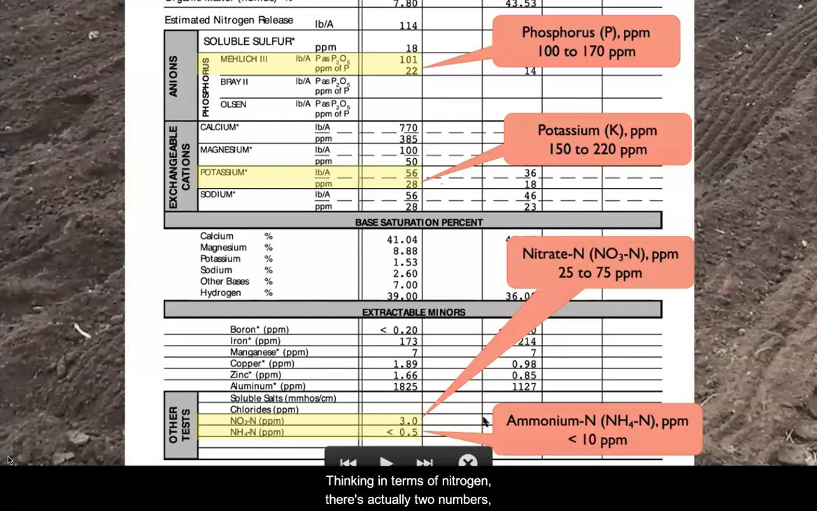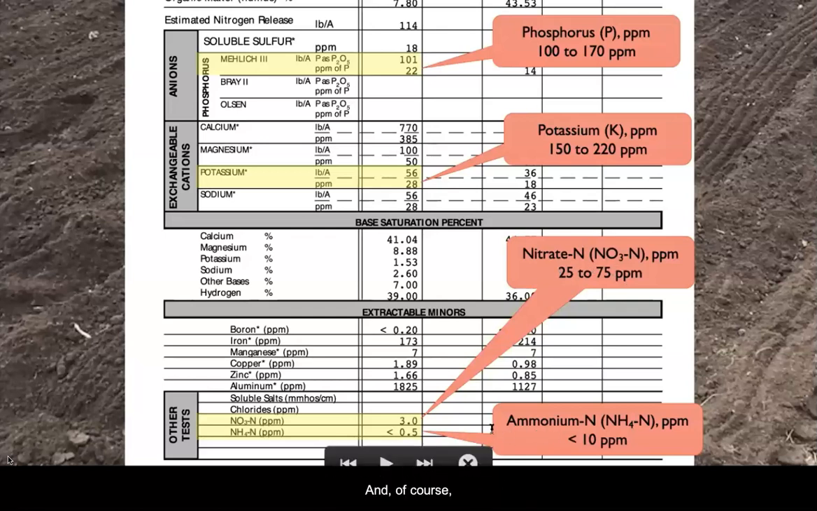When we think in terms of nitrogen, there are actually two numbers that are measured. There's the nitrate nitrogen, which is the NO3-N, and then we have the ammonium nitrogen, which is the NH4-N. The nitrate nitrogen we like to have between 25 to 75 parts per million. If you have plants like lettuce that need a little bit more nitrogen, you might want them up towards the 75 parts per million. If you have other things like root crops, where you don't want big tops but you want nice big roots, we will probably cut back on the nitrogen a little bit.